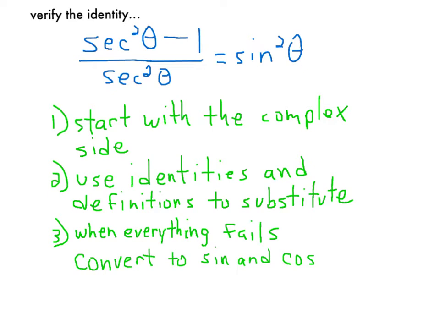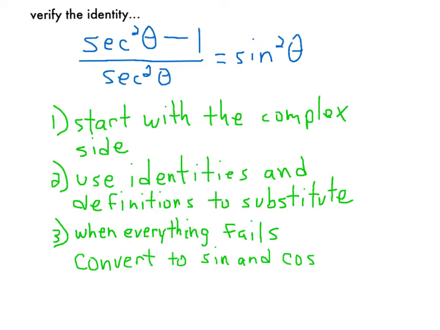One real important thing to note as we're working with verifying trig identities is that there's more than one way to solve these problems. Some of you might be looking at this problem and think, I might be able to factor secant squared minus 1, because that's just like x squared minus 1. I could factor that into x plus 1 times x minus 1. Well, that might be a suitable way to proceed with this.